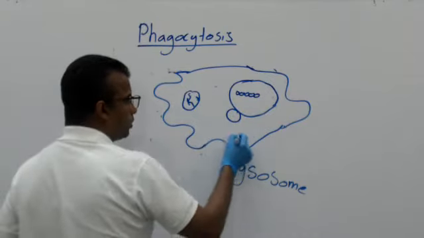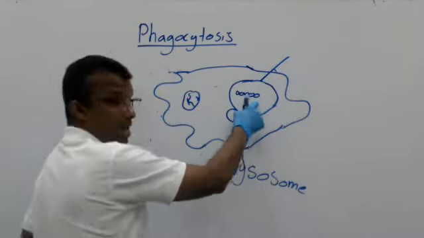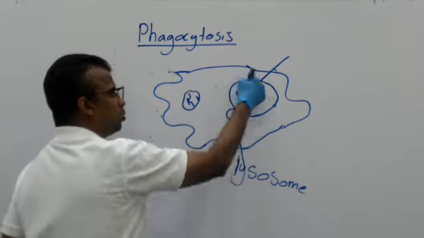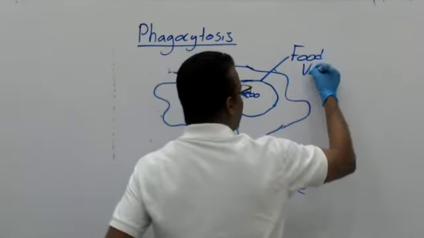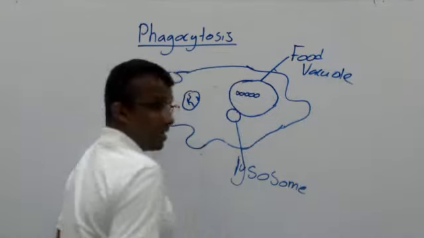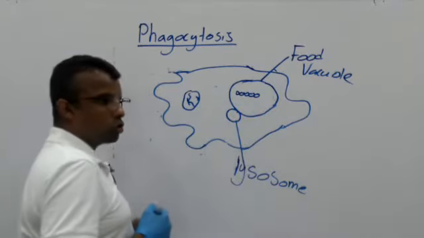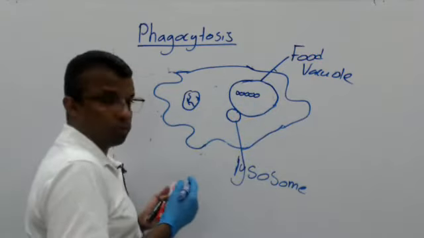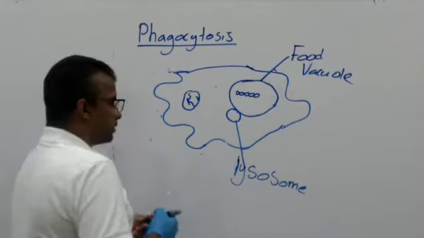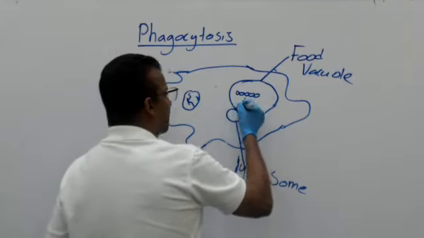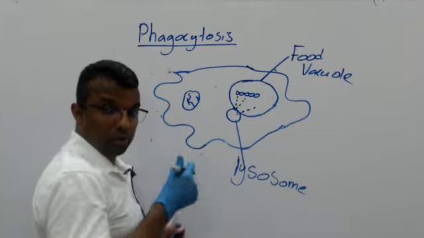Okay, so what you need to look at now, number one, this is where the food has been trapped. This is what we will now call the food vacuole. Next, the lysosome has attached, or sort of fused, not to say fused, just attached, touching the food vacuole. The lysosome will now secrete the enzyme into the food vacuole.